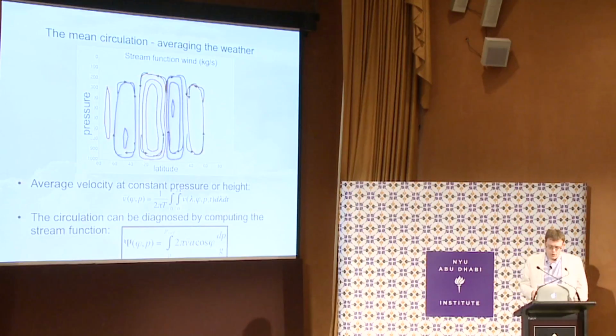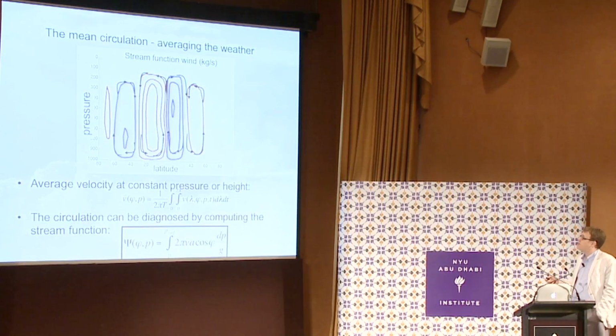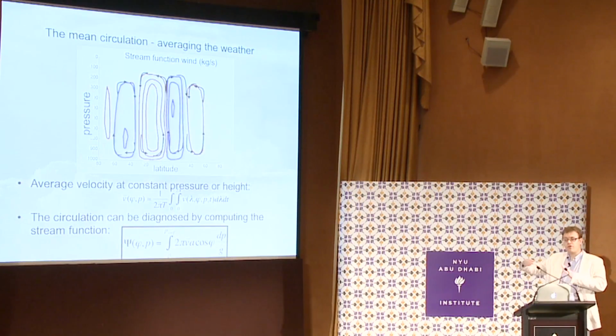To show a more modern version of it, I redid this calculation. Now we have access to much more data than Ferrell or Hadley had at the time, and so I want to show some calculation. It is associated with taking the north-south velocity, V, and averaging over a certain period of time along the longitude, so we get a mean velocity.